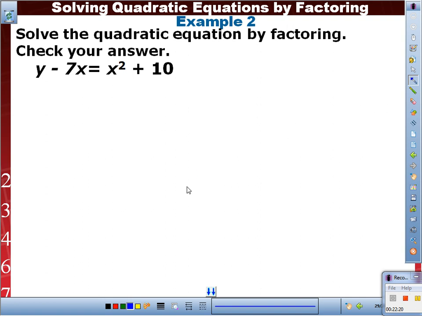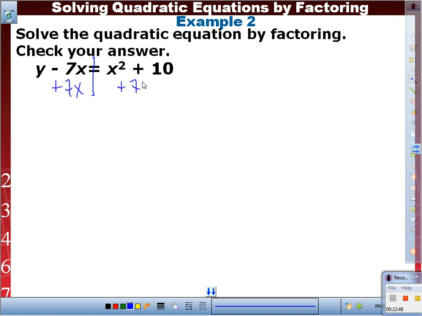Let's get us started, please. What needs to be true on step 1 in order for us to get started? Solve for y, and it has to be in standard form. So solving for y, I need to leave y by itself, so plus 7x, plus 7x. That leaves y by itself, but then it needs to be in standard form, so I need to write x squared plus 7x plus 10. Hands if you got that.